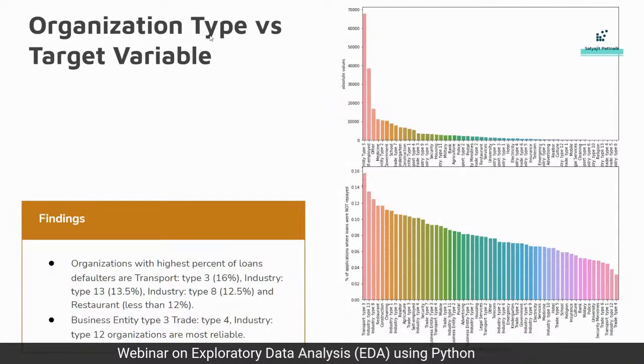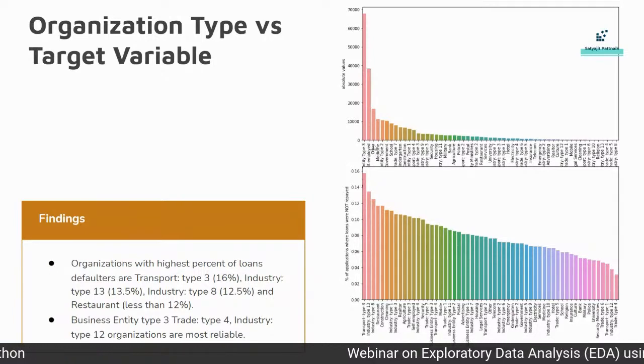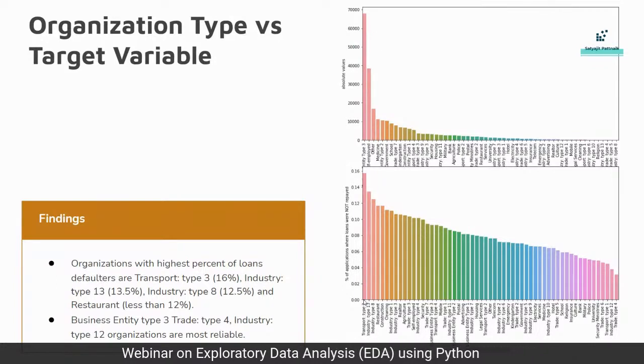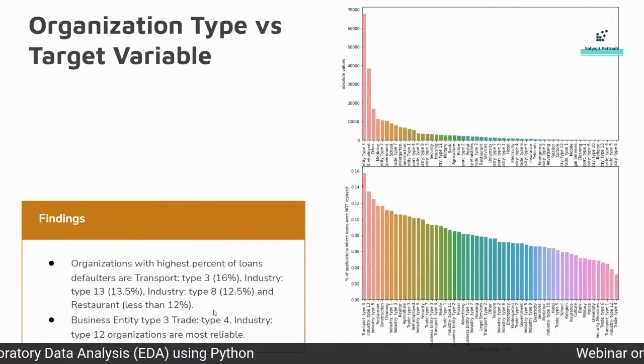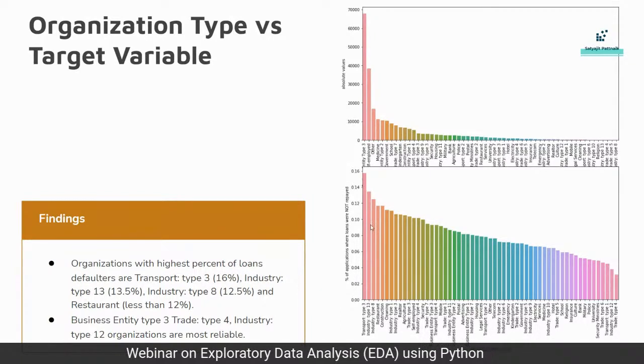Again, we have organization type versus target variable. You can see it's very messy because there are a lot of values. Type 3, self-employed, others, these are the highest values. Transport type 3, industry type 13, industry type 3. So organizations with the highest percentage of loan defaulters are transport type 3, industry type 13, and so on. You got my point, right? So these are the most defaulters.